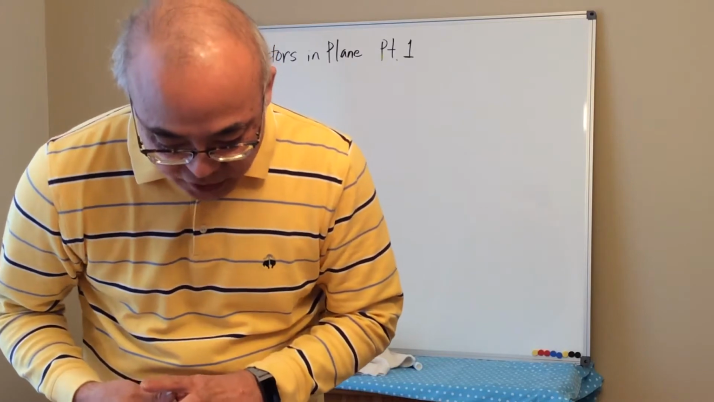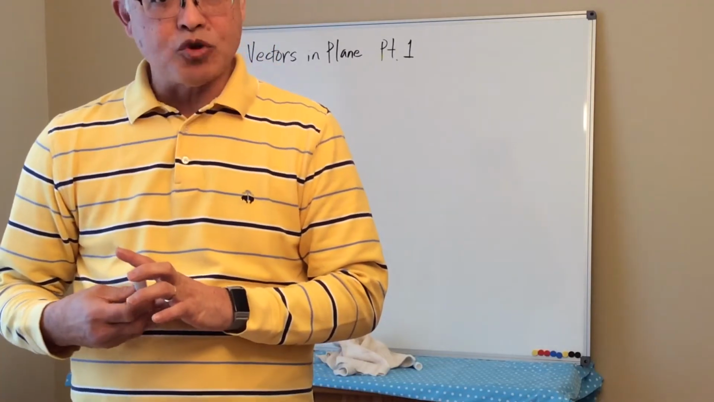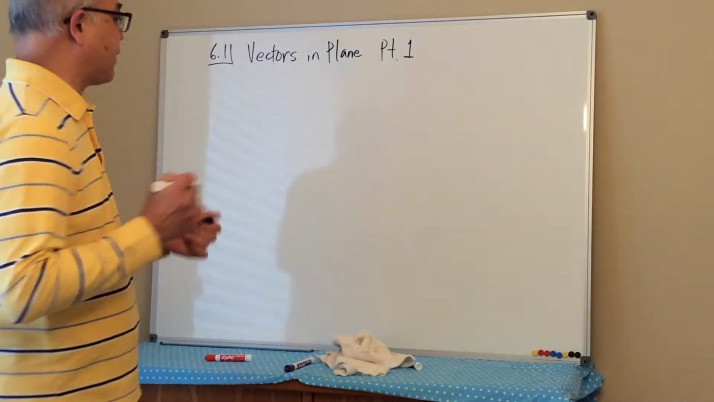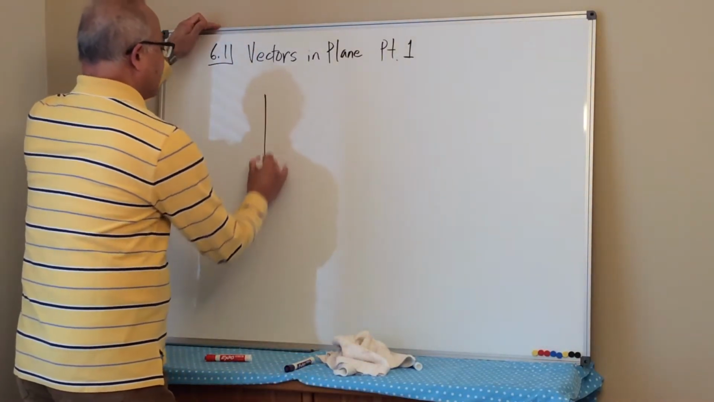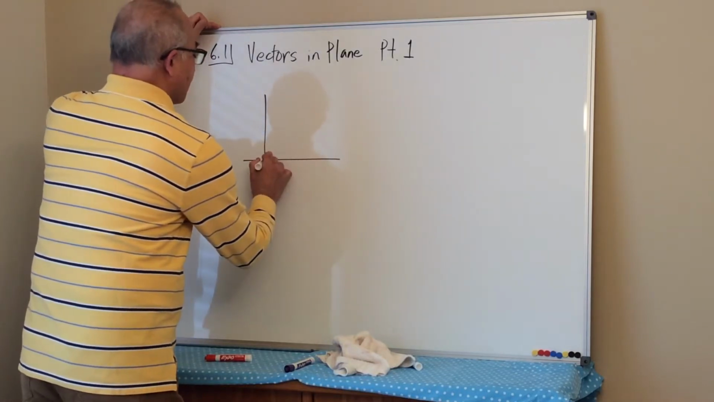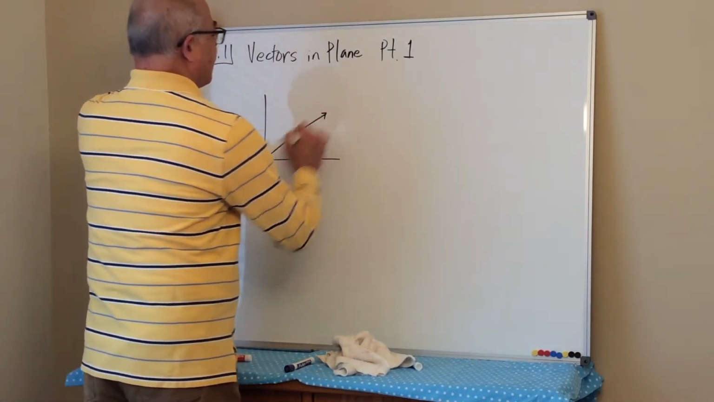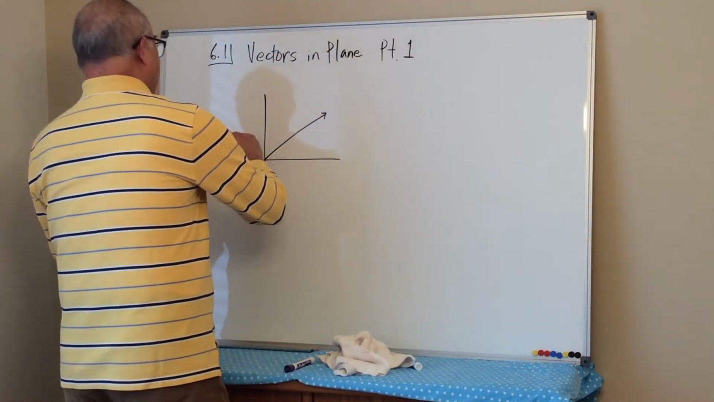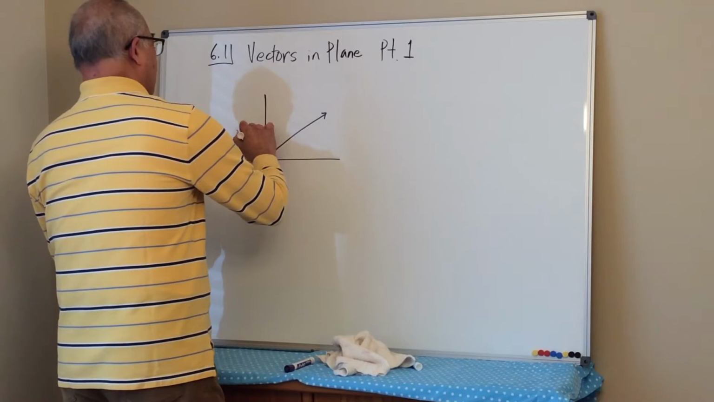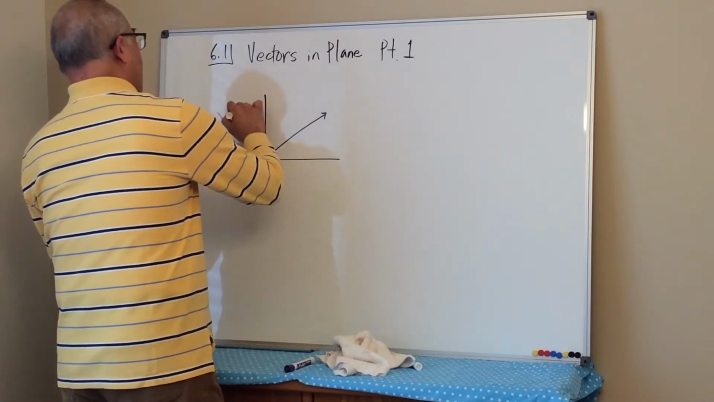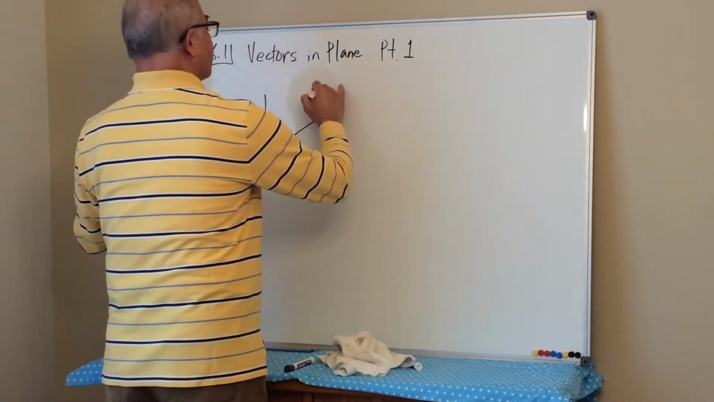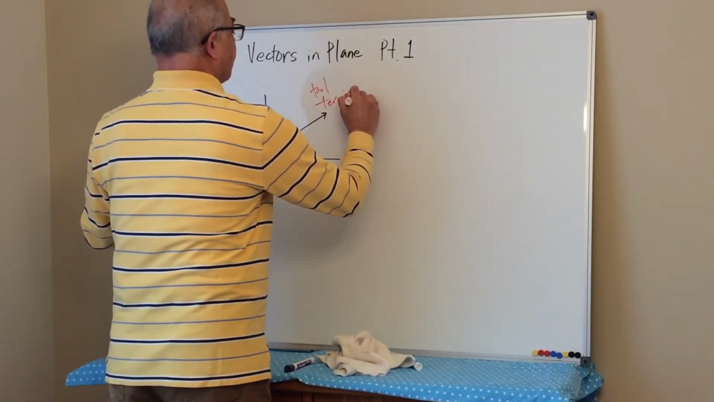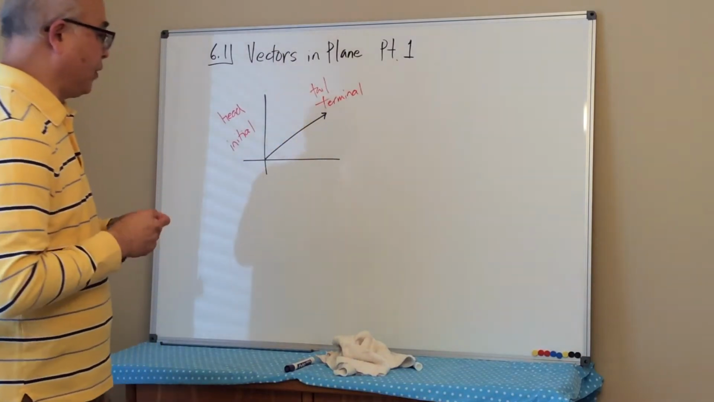Okay, on page 456, there is a blue box that has the definition of a two-dimensional vector. A two-dimensional vector in the book has a starting point and an ending point. The starting point is what we call the initial point or the head, whereas the end is the tail or the terminal point. Okay, the end point, the terminal point there.